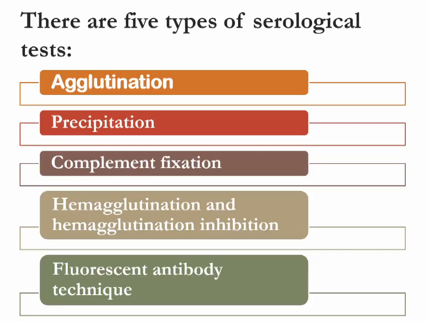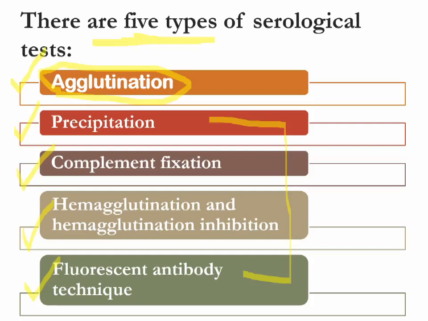So for the serological tests, you have 5 different types. What are the 5 different types of serological tests? You have the agglutination reaction, the precipitation, the complement fixation, the hemagglutination and hemagglutination inhibition, and the fluorescent antibody technique. In the practical part, we're going to study the agglutination reaction. And the remaining 4 types, you're going to study in the theoretical part in the lectures.